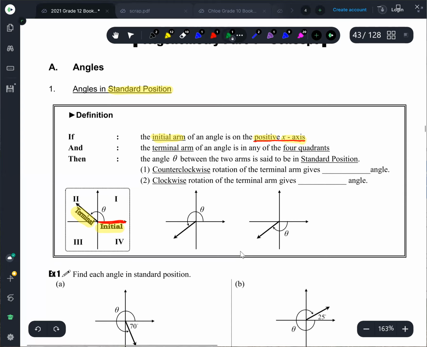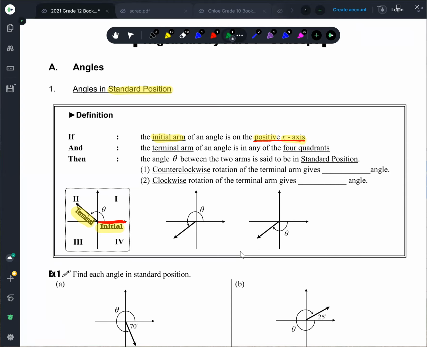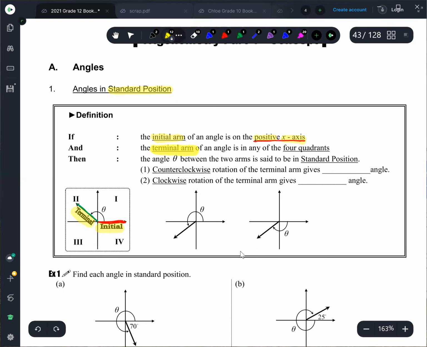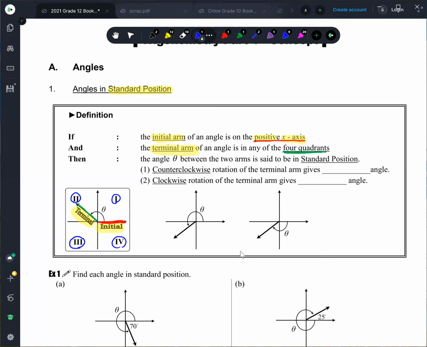And where you stop will be this one. We call that terminal, like terminator, right? Terminate, stopping. So your terminal arm, you always put it in any of the 4 quadrants. The 4 quadrants are number 1, number 2, number 3, number 4. So it'll be turning, you can rest the angle in any of the 4 locations.